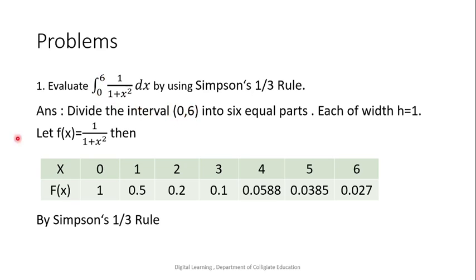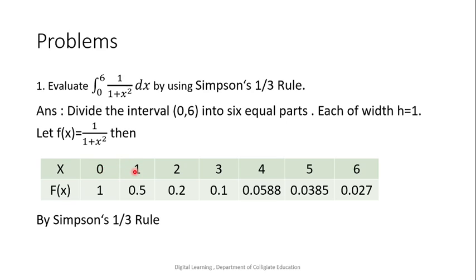These intervals are divided into 6 equal parts, that is n is equal to 6, hence the width h is equal to 1. Now construct the table containing x and y values. Here x takes the initial value 0, which means a is equal to 0, and the next one is x1. x1 is nothing but x0 plus h.